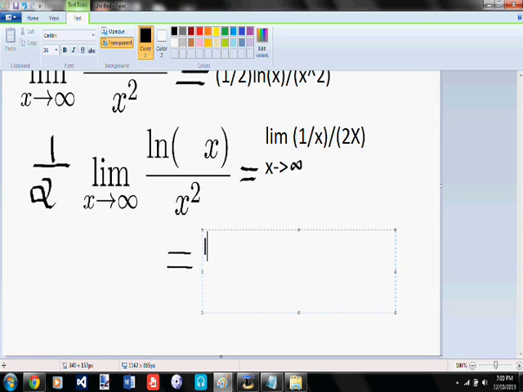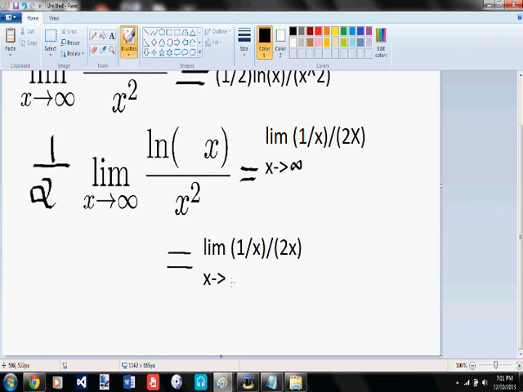Well, we have the limit of 1 divided by x divided by 2x as x goes to infinity. Well, the thing is, you need to simplify this a little bit first. What's going to happen is the x is going to go down to the bottom here. So it's going to end up being 1 over 2x squared.